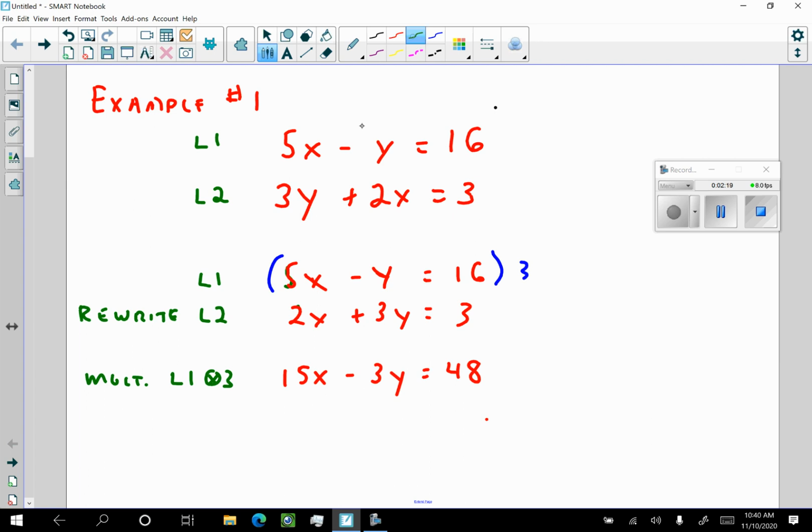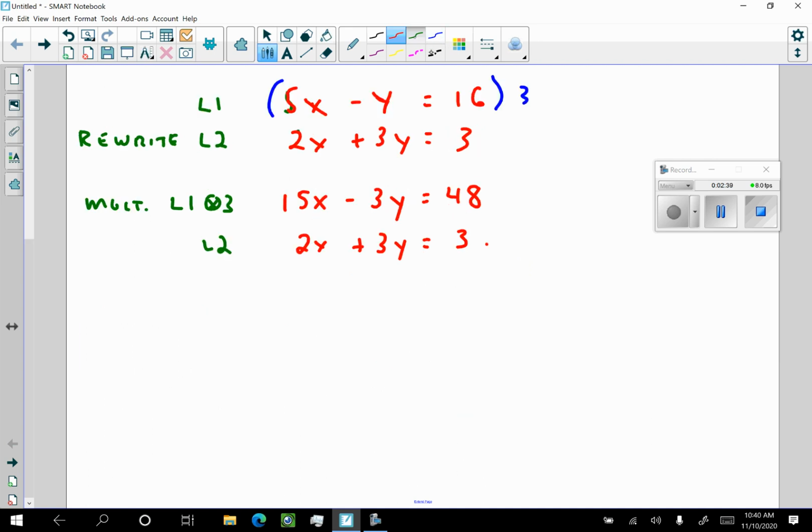And I'm simply going to rewrite L2, which is 2x plus 3y equals 3. I want my problem to be nicely formatted. And now I'm going to add the two equations together. And I see that when I add them together, the y's are going to be eliminated. So the first thing I'm going to do is add the equations together.